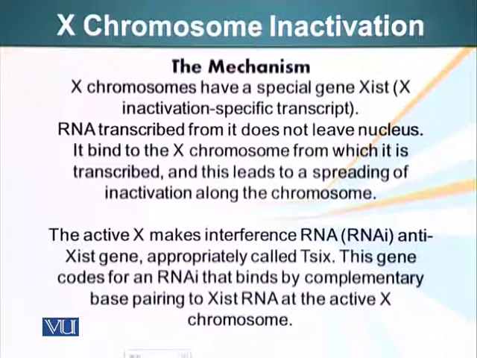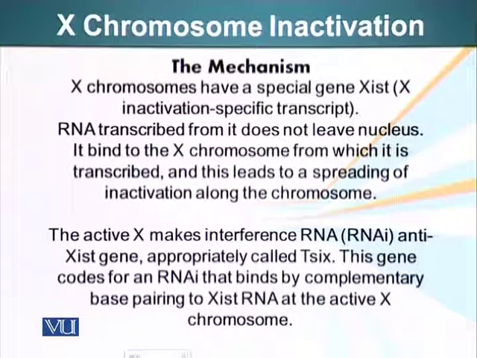Additionally, I would like to mention how X chromosomes are inactivated. We know that females have two X chromosomes. One X chromosome comes from the father. The other X chromosome comes from the mother. One of these X chromosomes is inactivated. This process is random.